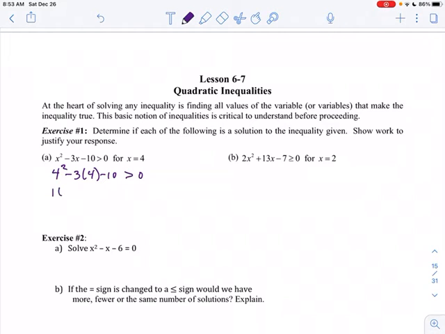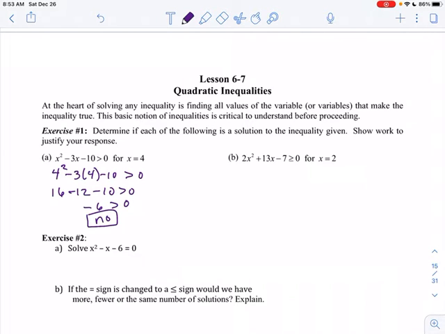So 4 squared is 16, negative 3 times 4 is negative 12. So I got 16 minus 12 is 4. 4 minus 10 is negative 6. Is negative 6 greater than 0? No, it's not. Okay, so that is not a solution.